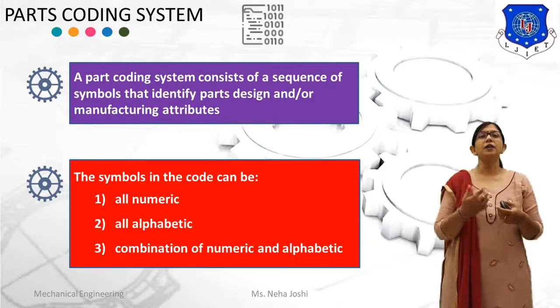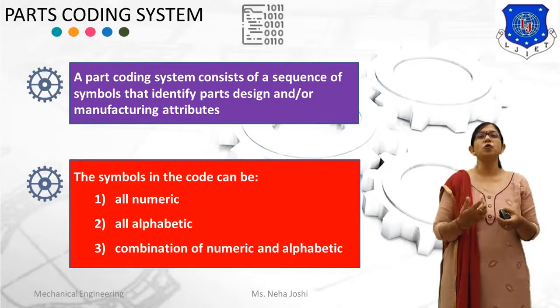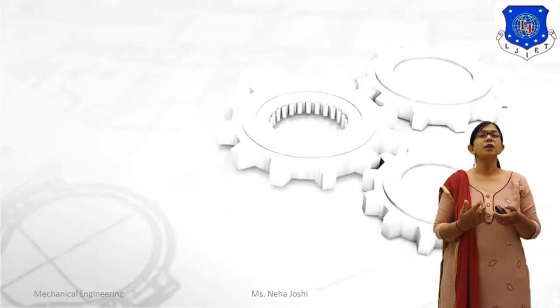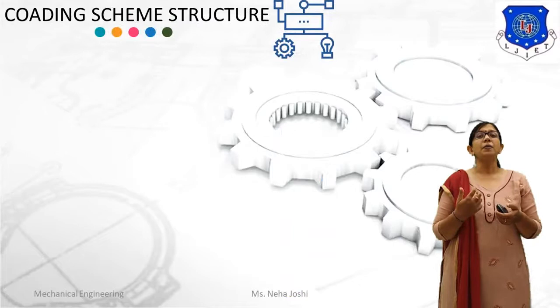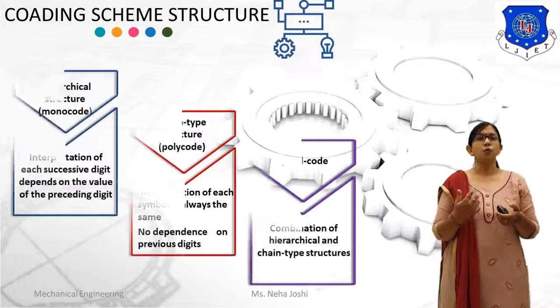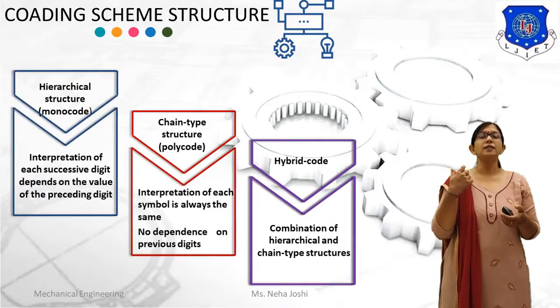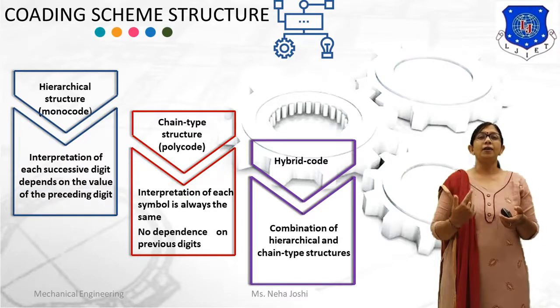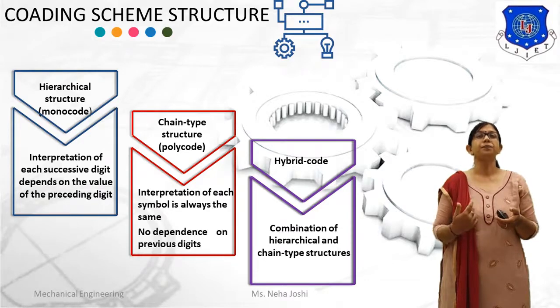As stated above, there are about 100 coding systems available in the world. However, all the classification and coding systems can be grouped into three different kinds. Generally, there will be three kinds of code: the first one is hierarchical code, then attributes code or polycode, and the third one is hybrid code.